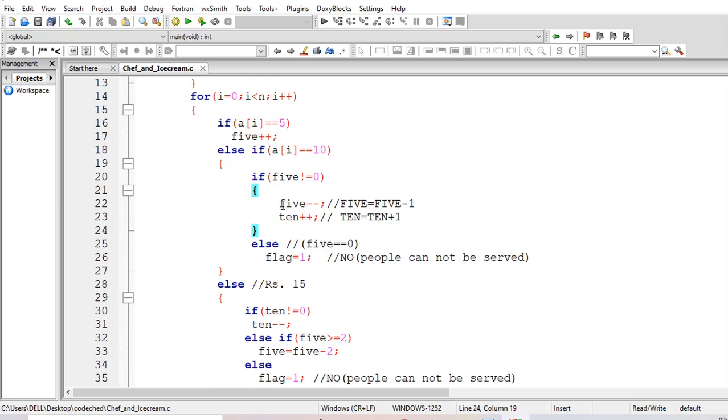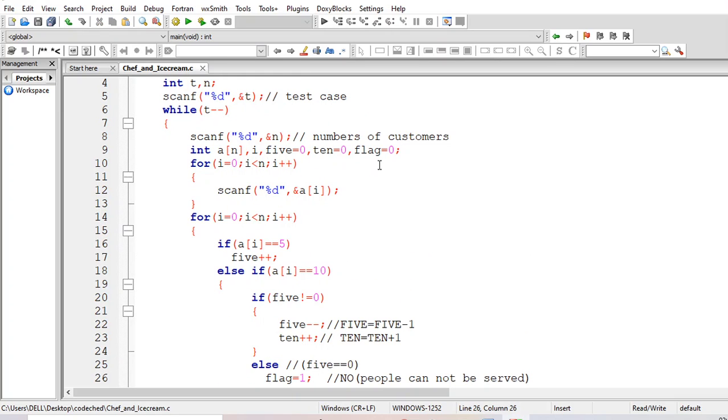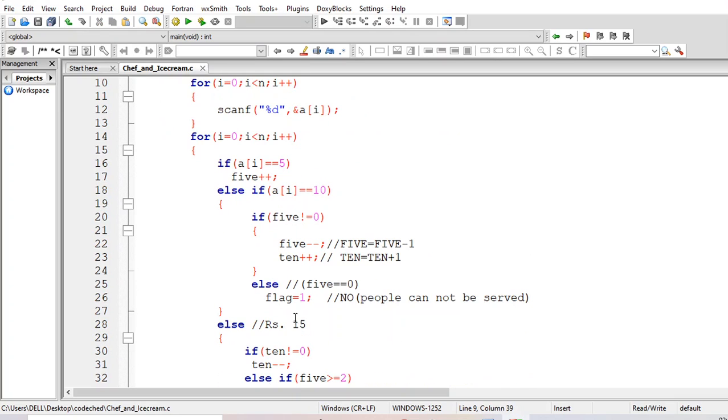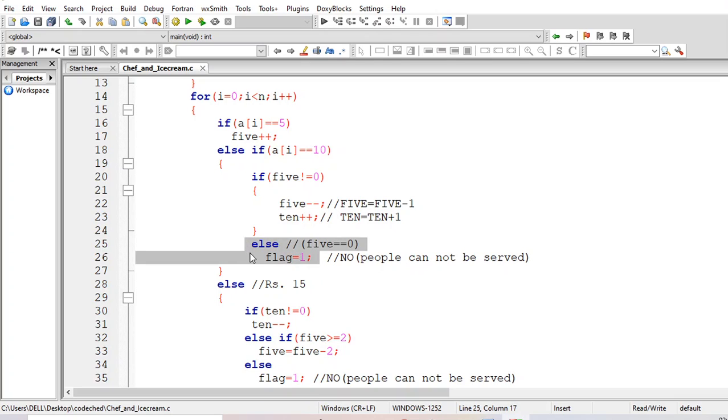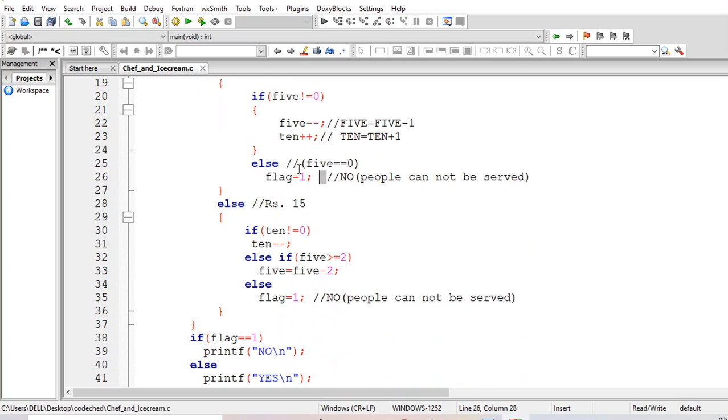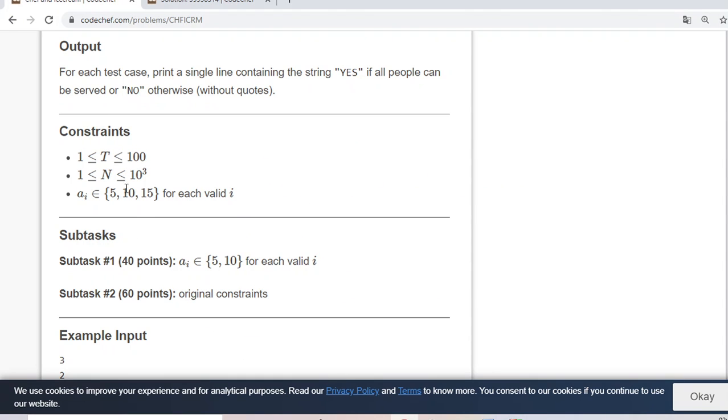Else, if ai is 10 but he does not have any 5 rupees coin, then I make the flag 1. Initially it was 0, but now it is 1 if this condition happens. Here I complete task 1.